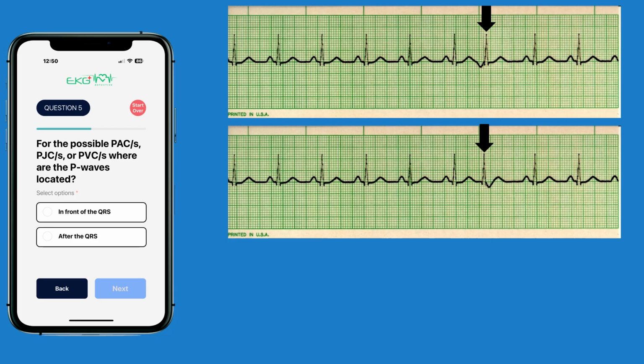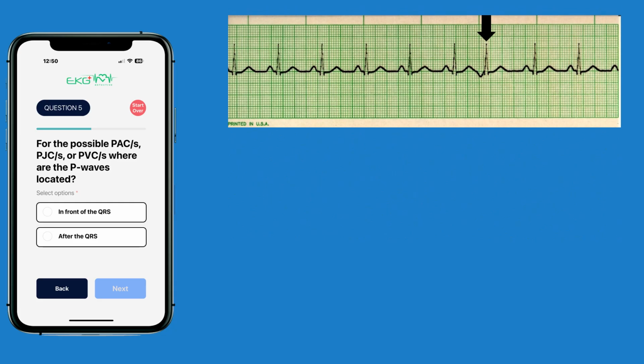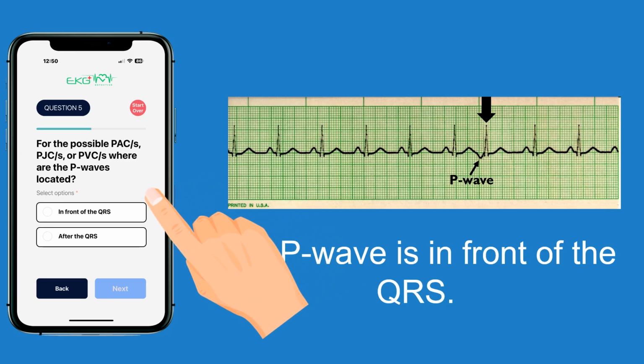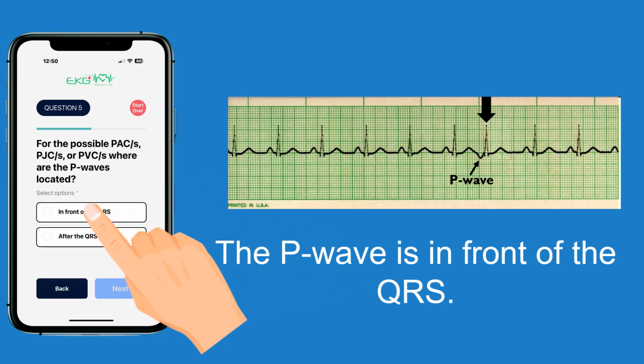For this first pathway, we're going to be looking at the PJC where the P wave is in front of the QRS complex. And since it is in front of the QRS complex, we will select the P wave is in front of the QRS complex. Then we will hit next to go to the next screen.